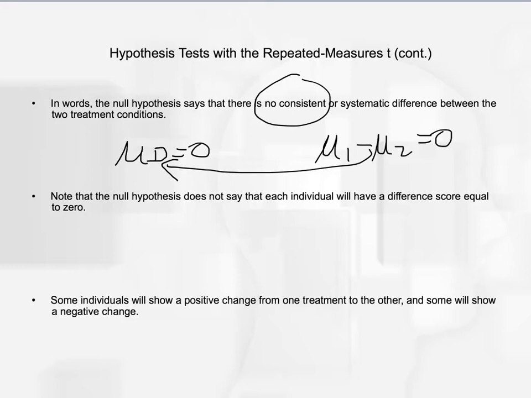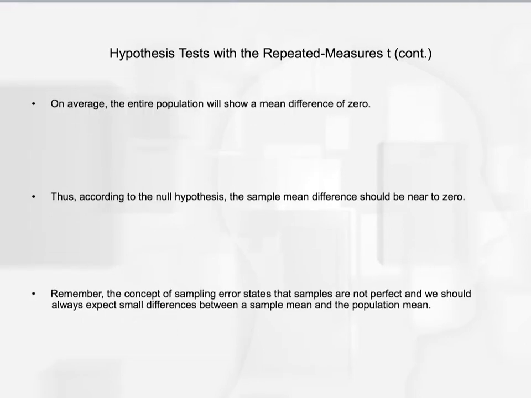When you add up all these differences and take the mean of all these differences, the mean difference will be 0, not that any person's individual score is 0. As it says here, some individuals show a positive change from one treatment to the other, and some will show a negative change. People could have improved their attitudes after viewing a film about British Petroleum, or they could have actually felt worse after viewing it. But on the average, the entire population will show a mean difference of 0. This is the null hypothesis. On the average, the entire population will show a mean difference equal to 0.